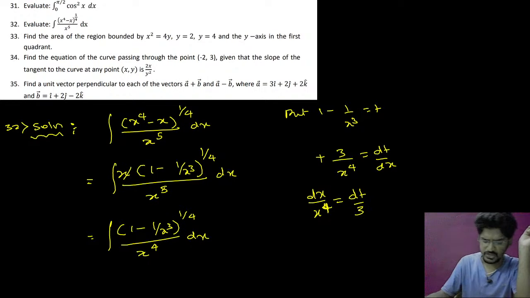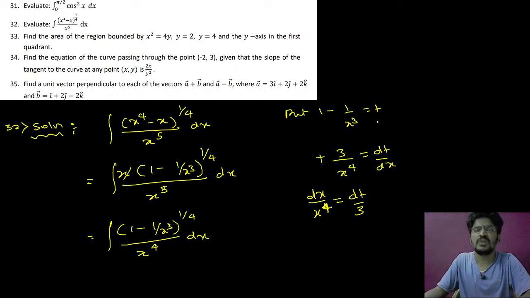So in the previous question paper also we have done this. Here also you can just follow it, no problem. Put 1 minus 1 by x cube equal to t, differentiate both sides. Differentiation of 1 is 0, differentiation of 1 by x cube is minus 3 divided by x to the power of 4, minus into minus will be plus, that will be equal to dt divided by dx. So therefore dx divided by x to the power of 4 equal to dt divided by 3.